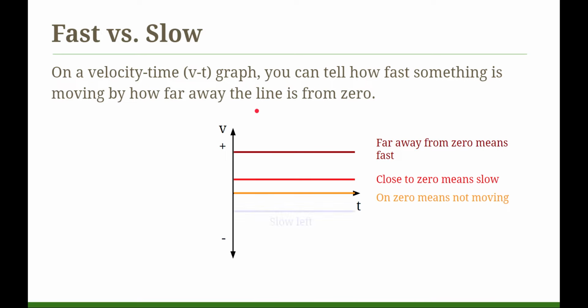The same thing goes for left. So that line close to zero, but in the negatives, that would be going slowly to the left. And this one, the purple one, would be going quickly to the left.